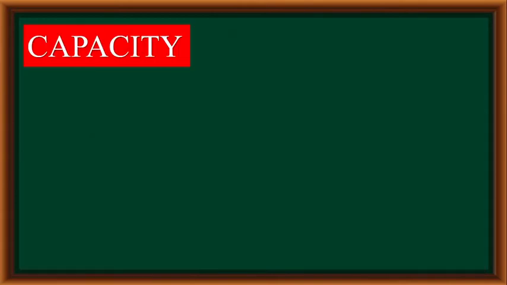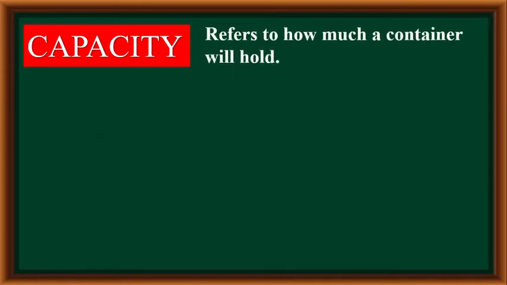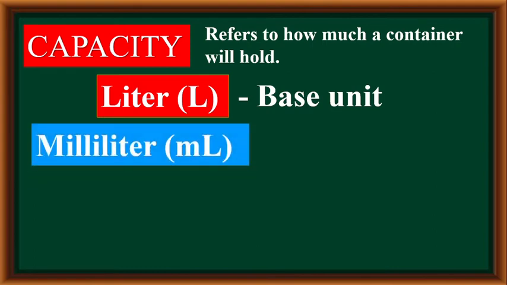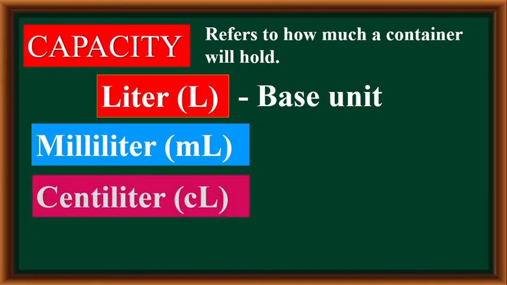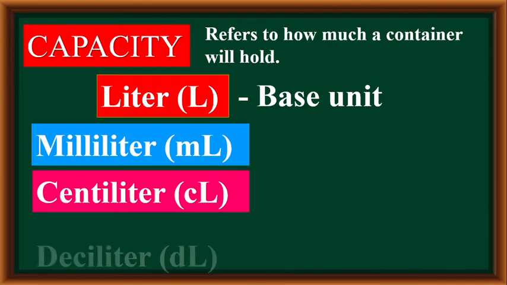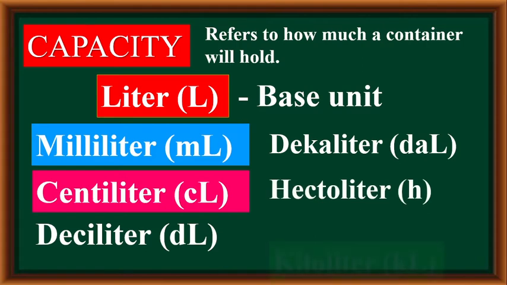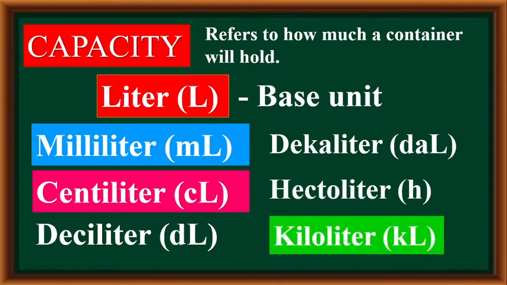Okay. Next, we have also capacity. It refers to how much a container will hold. Liter is the base unit, and it is in capital letter L. We have milliliter, mL. Okay, take note that the liter should be a capital letter. Okay, mL, milliliter, centiliter, deciliter, decaliter, hectoliter, kiloliter.